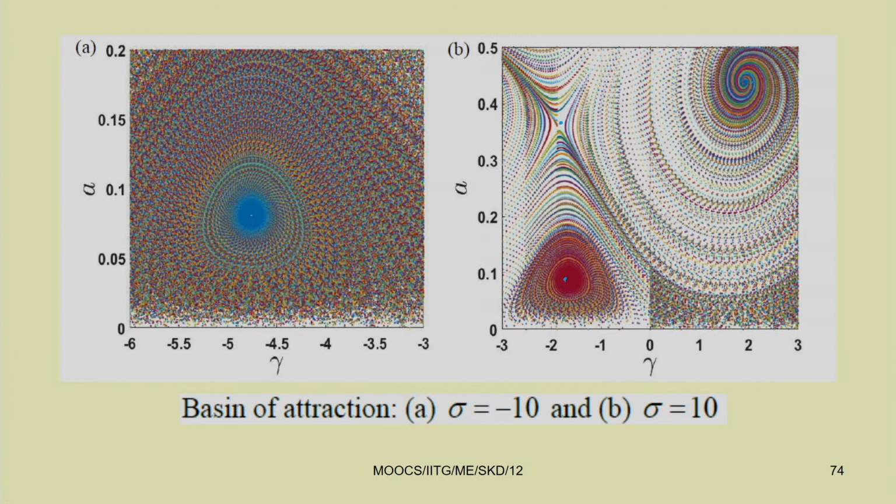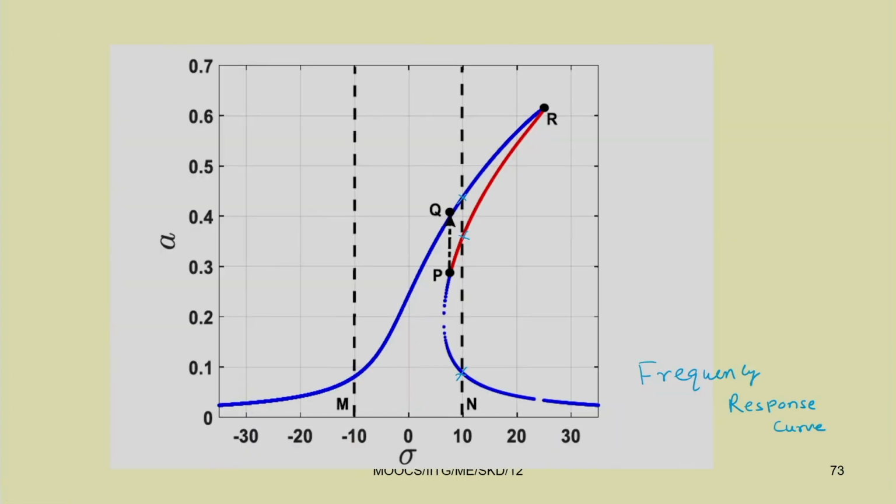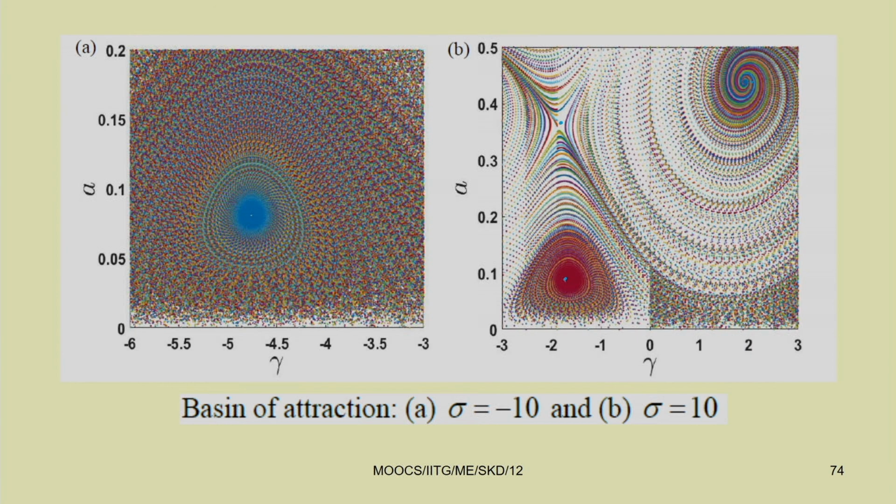And at a previous point, for example at M, one can see only one solution is there, so whatever initial condition you take, it will always come to this response or this point. This point is the stable point. Here also we have two stable points and one unstable point.